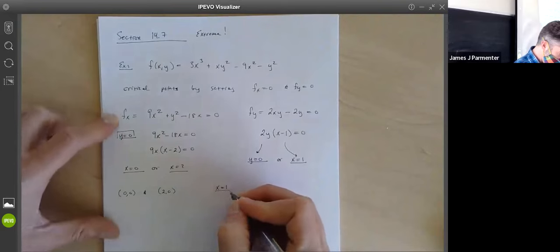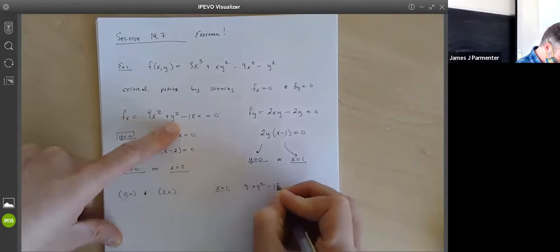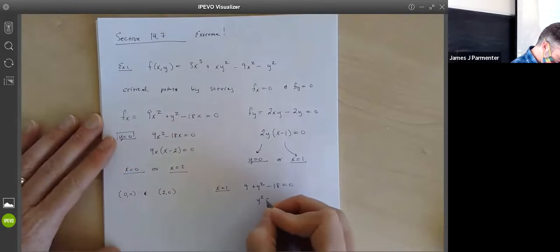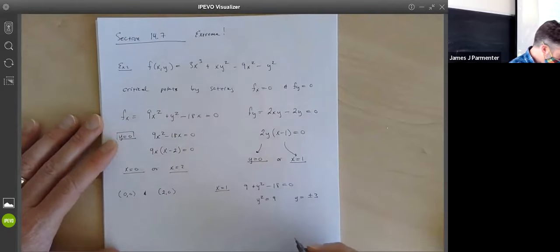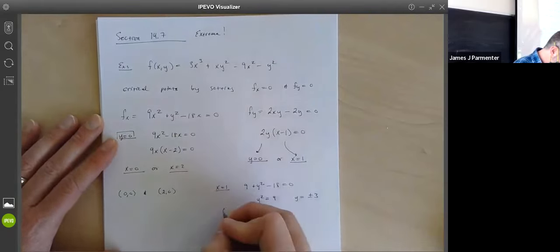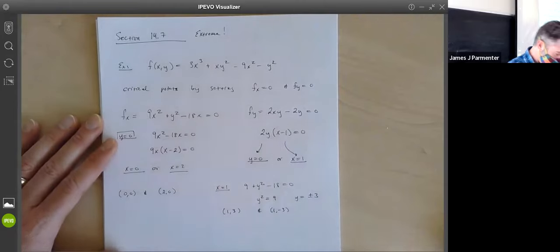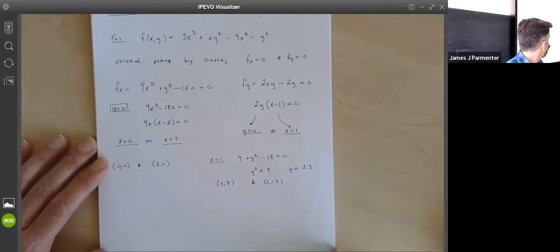And then I'm going to plug in x equal to 1. So plug in x equal to 1, I have 9 plus y squared minus 18 equal to 0. So that's going to be y squared equal to 9. So y is going to equal plus or minus 3. So I have two more critical points, (1, 3) and (1, negative 3). All right, so four critical points to test.